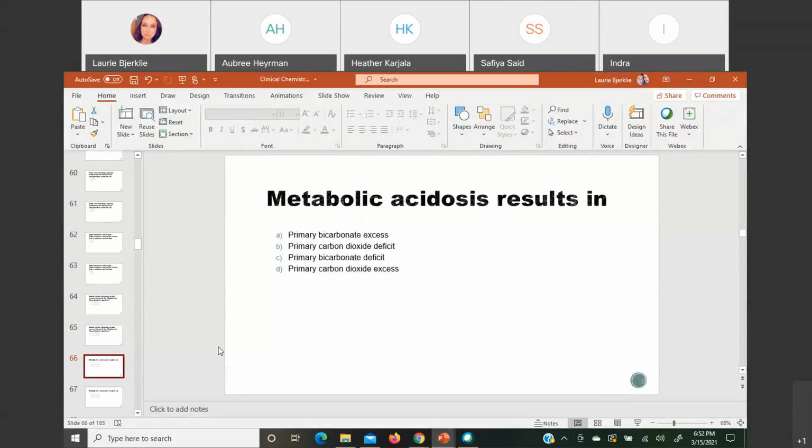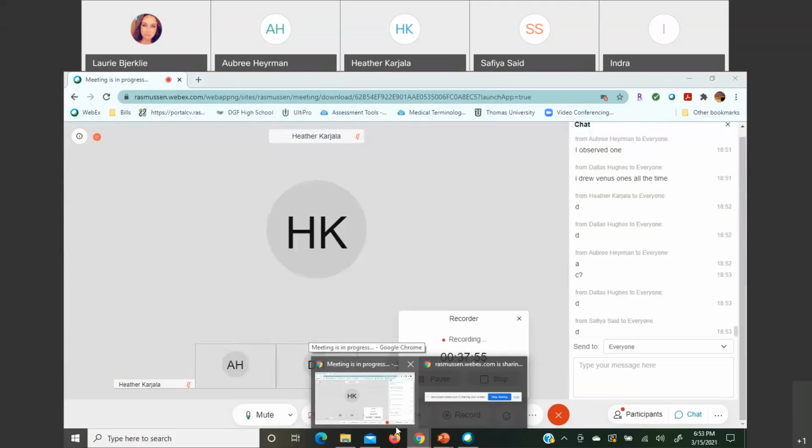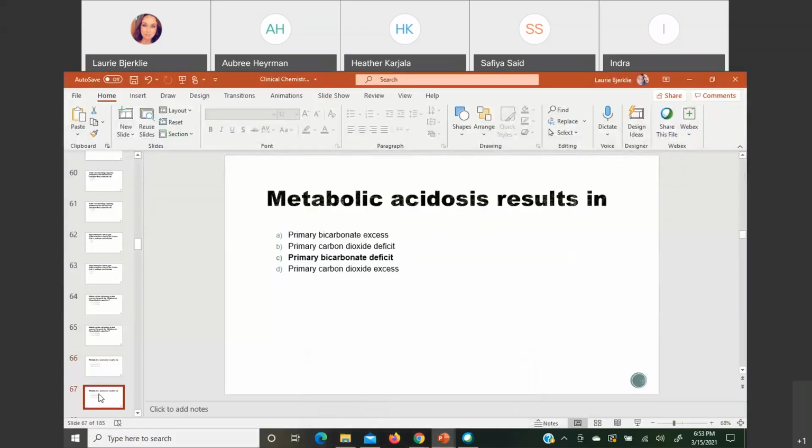All right, getting into blood gas stuff, which I actually really love. Blood gases are kind of like puzzles to me. So metabolic acidosis results in what? All right, usually people start to kind of forget this stuff. That's okay. Okay, I'm going to reveal the answer. All right, so it is primary bicarb deficit.